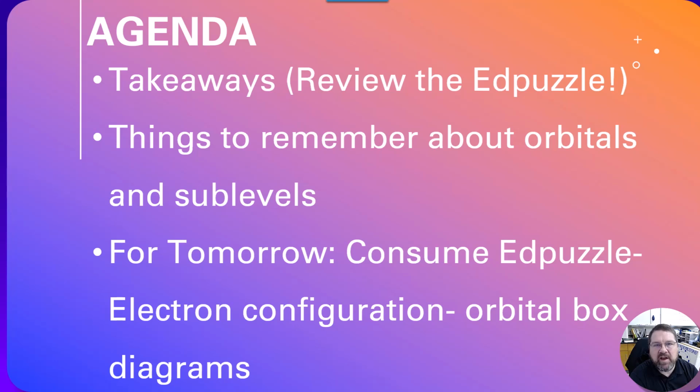The next couple of days, we'll spend more time on that broader context of, for all the electrons we've got, how do we distribute those? We'll look at those through the context of electron configurations and orbital diagrams, and you can see that for tomorrow there's an Edpuzzle for you to consume that will get you ready for that lesson.